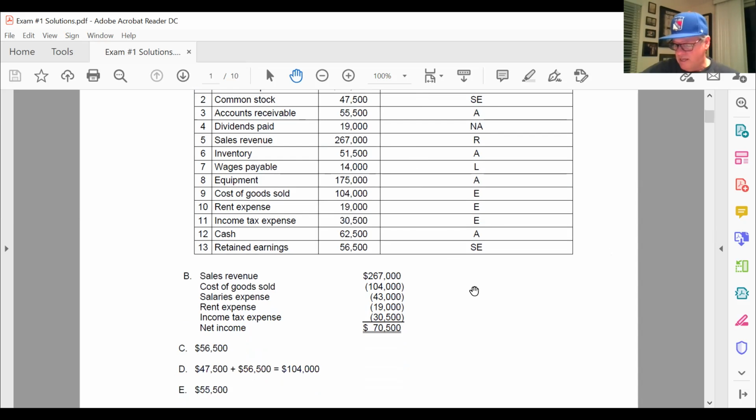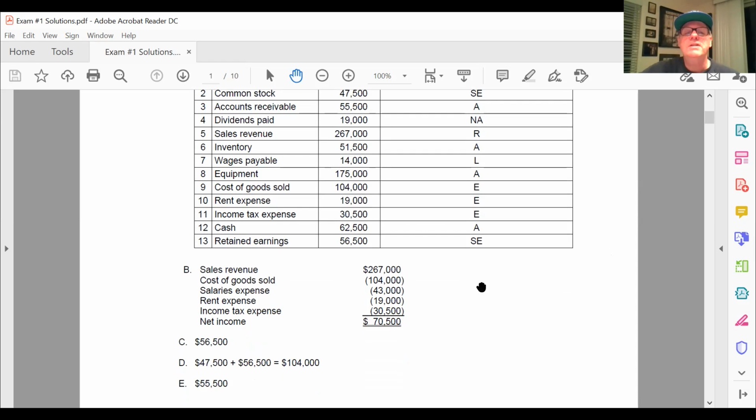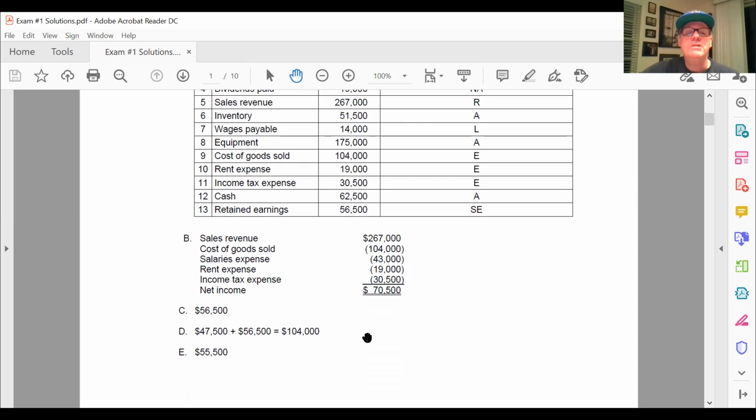C was how much of the profits have not been distributed to the owners. That's your retained earnings. D, what's the total investment? Total investment in this case would be common stock plus retained earnings, which gives you 104. If they had additional paid in capital, you would put that in. They don't have that. And E, how much the customers owe the company. That's the accounts receivable balance. So that's question 1.